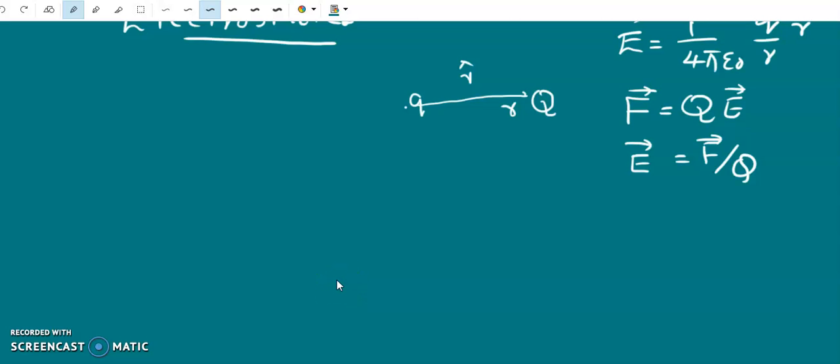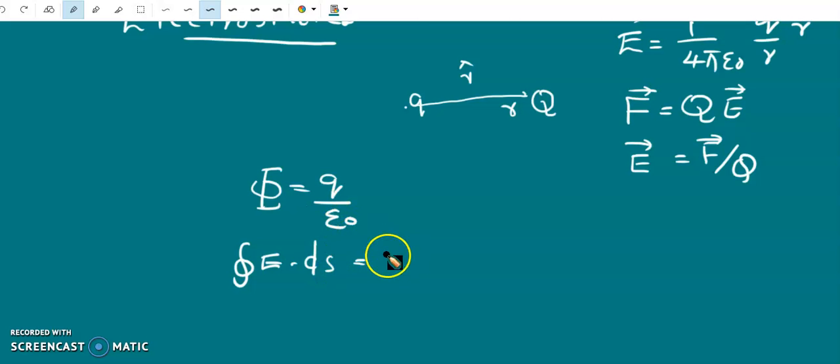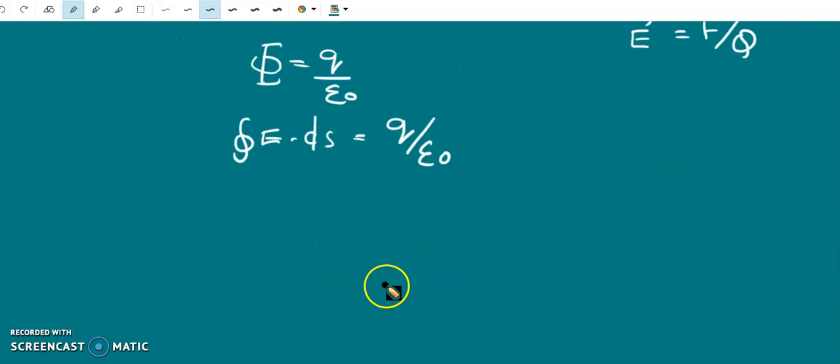And the important principle of this electrostatic case is the Gauss's law. Which is given by the flux is equal to Q divided by epsilon 0. So the flux can be written as closed integral E dot ds. So this is equal to Q divided by epsilon 0.